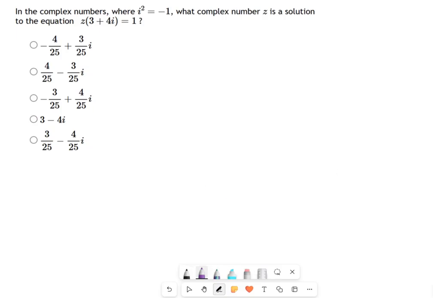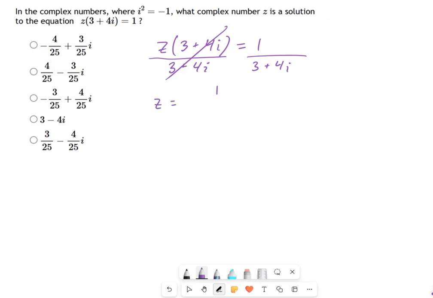So let me show you how I would approach this one. I'm going to take this equation and modify it. Actually, I suppose I should not go too fast. Let's start with the original equation as it's written. So there's our equation. Now I want to get z by itself. That's what it means to solve something. So I'm going to divide both sides by whatever is preventing z from being by itself, which in this case is 3 plus 4i. Those cross out, and now I have z equals this fraction, 1 over 3 plus 4i.